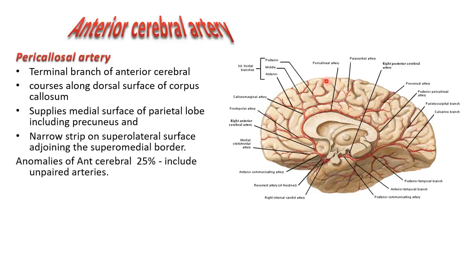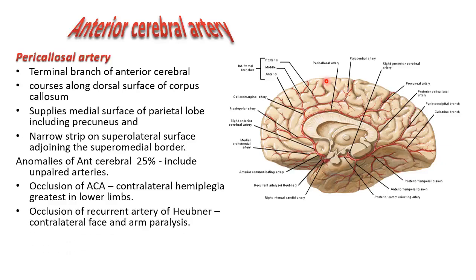Anomalies include unpaired arteries, but we are not going into those details. Occlusion brings about contralateral hemiplegia, especially in the lower limbs, because it supplies the lower limb area. As I just told you, our body is represented upside down in the homunculus, so it supplies the lower limb area. Occlusion of the recurrent artery of Heubner, one of the central branches, causes contralateral face and arm paralysis, because the anterior limb and genu of the internal capsule are affected, mainly the fibers to the face and arm.